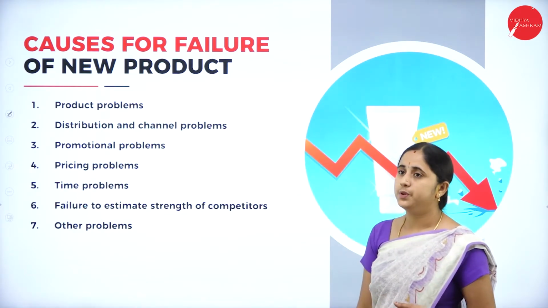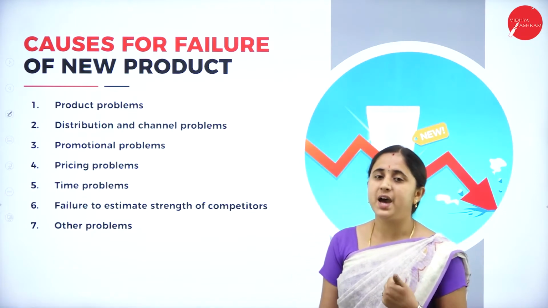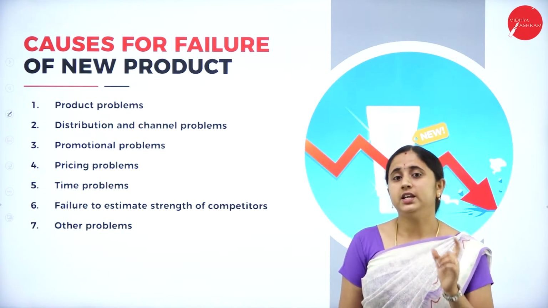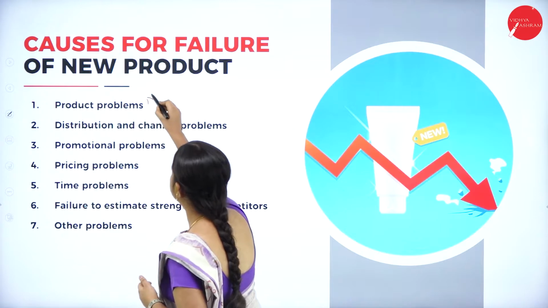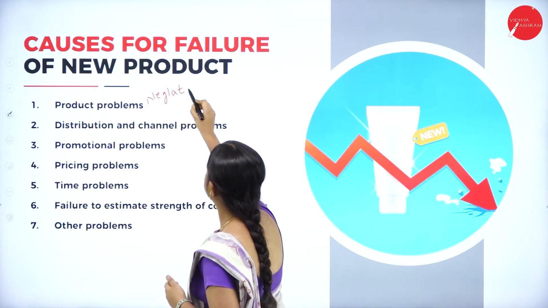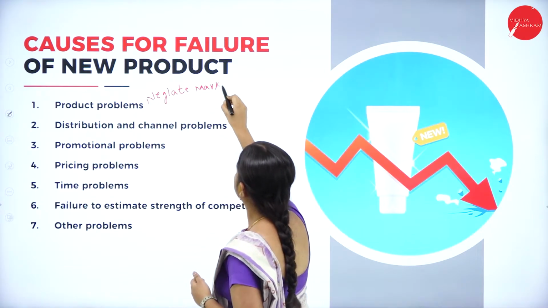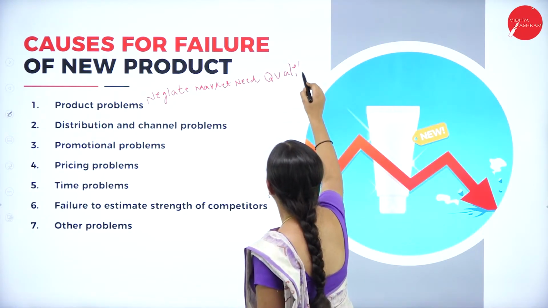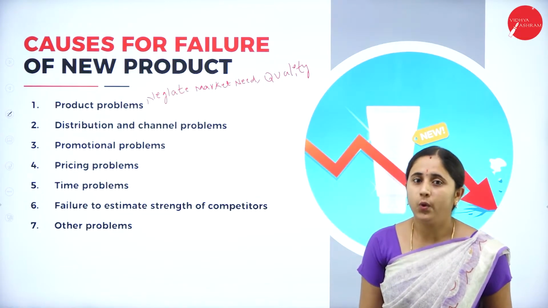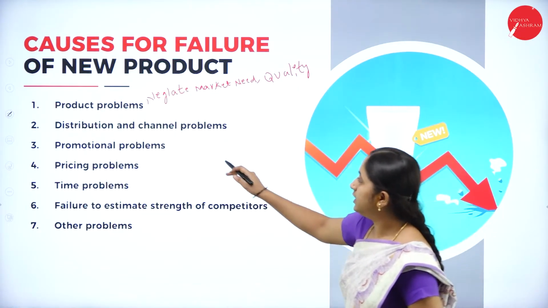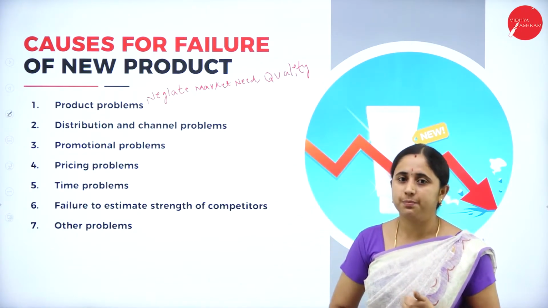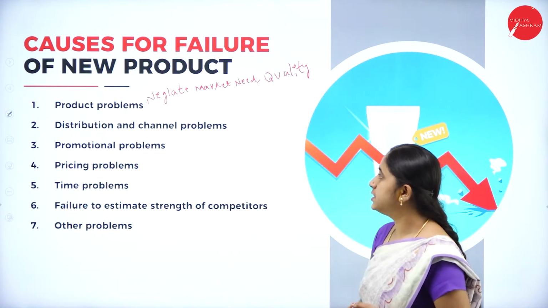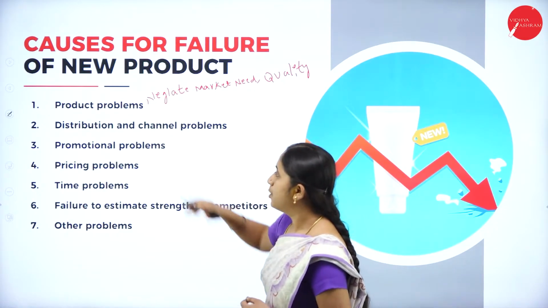First one, product problems. Neglect of market needs: if the manufacturer neglects the market needs, that is a product problem causing the failure of the product. Then two, variation in quality, or poor packaging. So these are all product problems: product packaging, variation in quality, and neglect of market needs. All these factors are reasons for product failure, and they come under product problems.